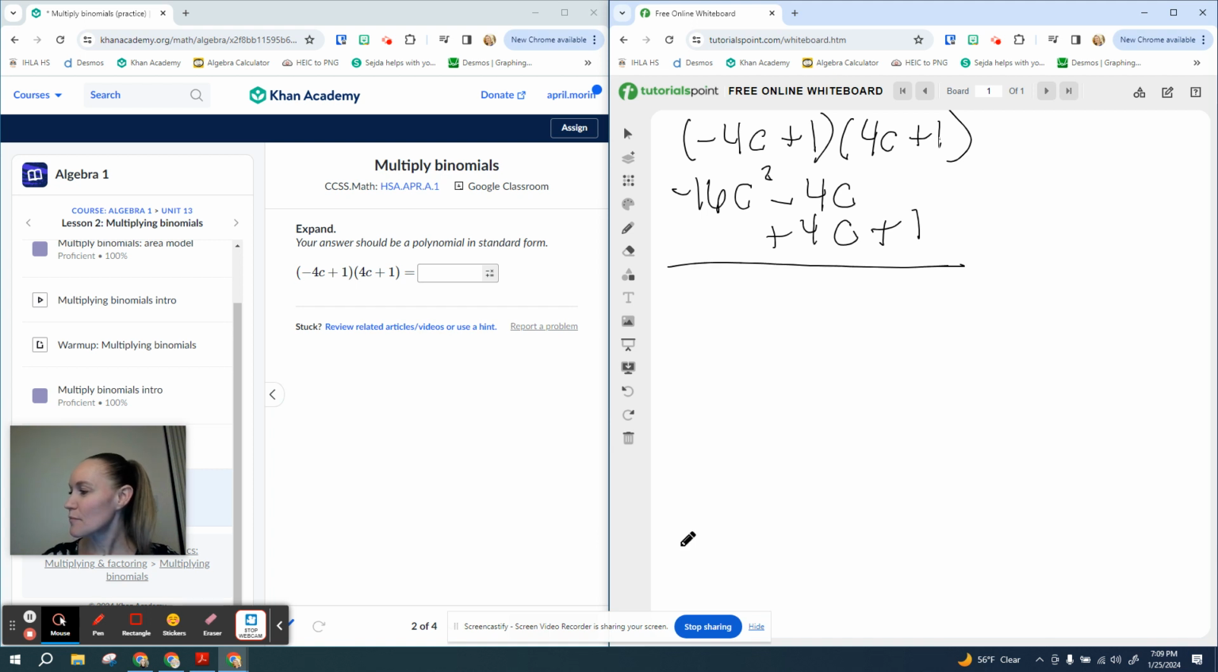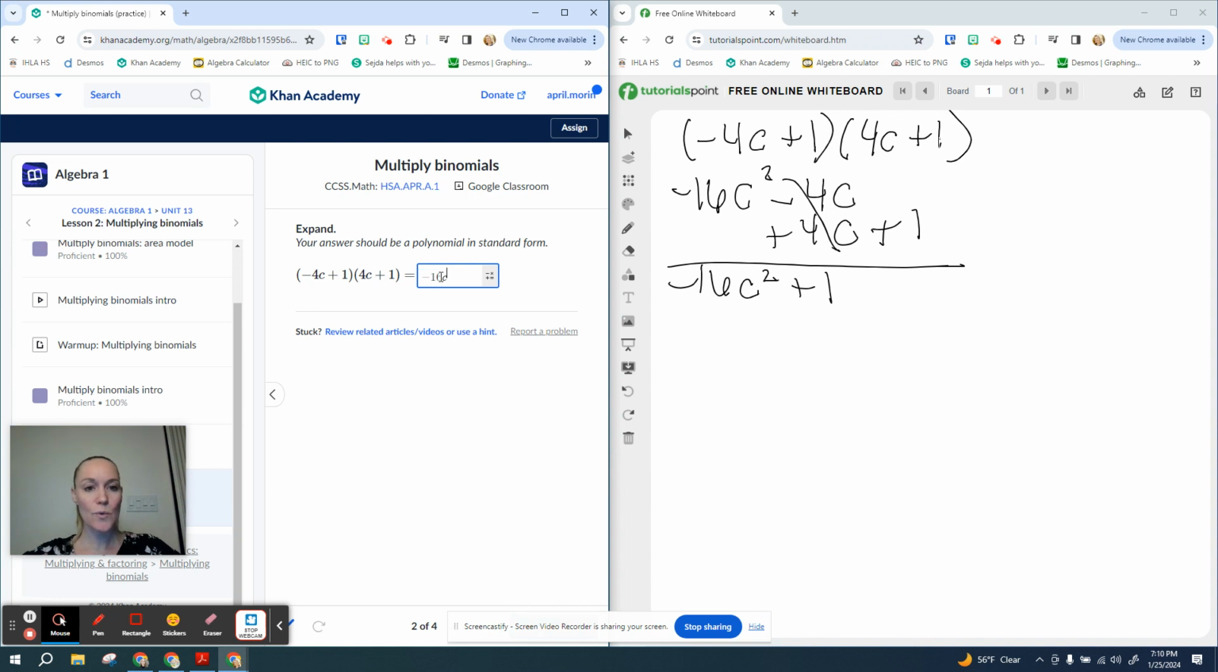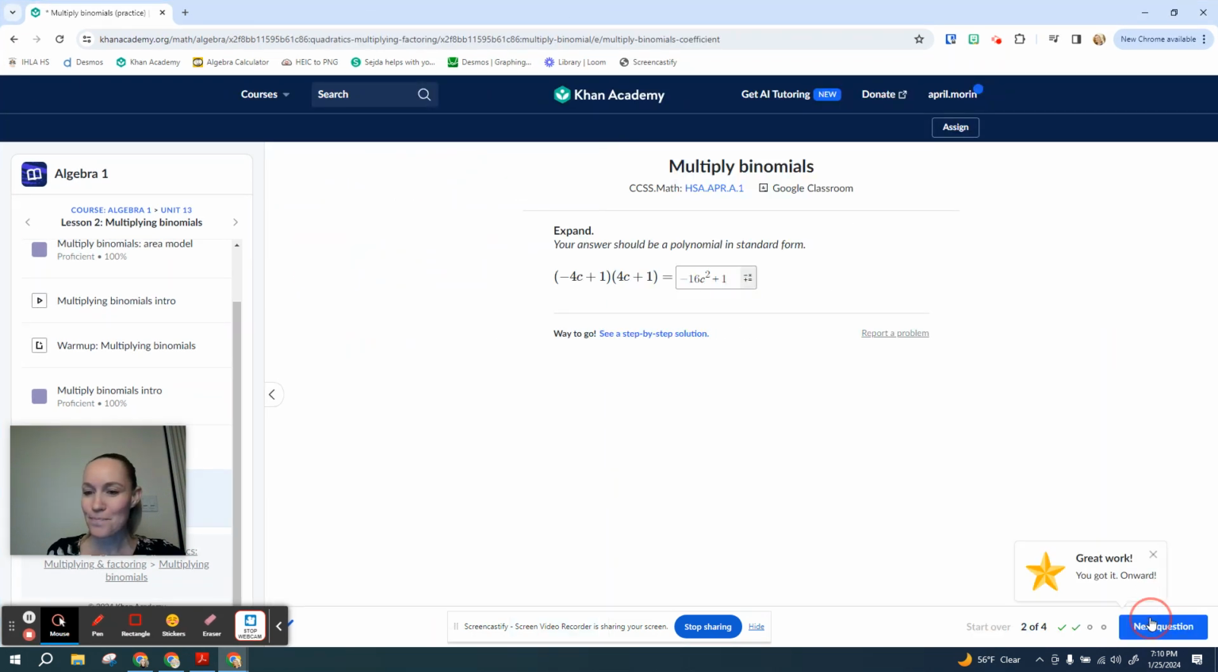Okay. Negative 16c squared. And then, if you notice, minus 4c plus 4c is 0. So that just cancels out. And then I'm left with plus 1. So I'm going to go ahead and type this in. Negative 16c squared plus 1. All right, let's see how this goes. That still looks good. Let's see if we're right.